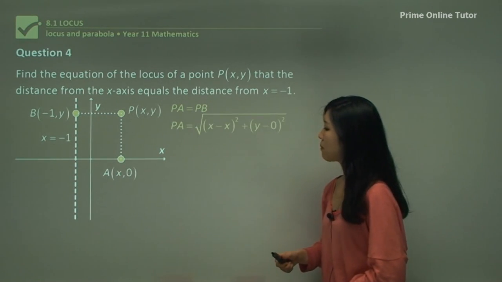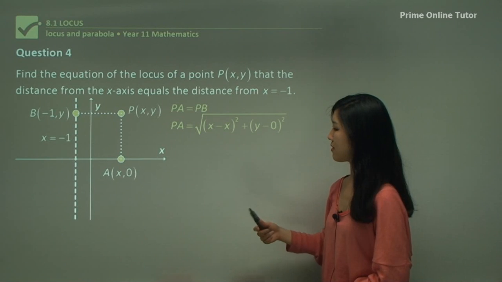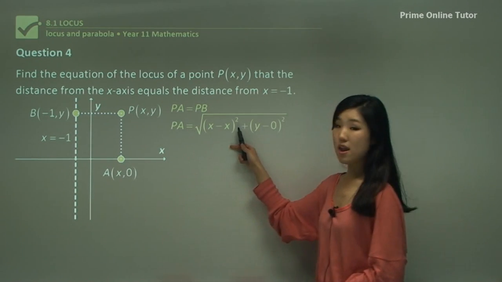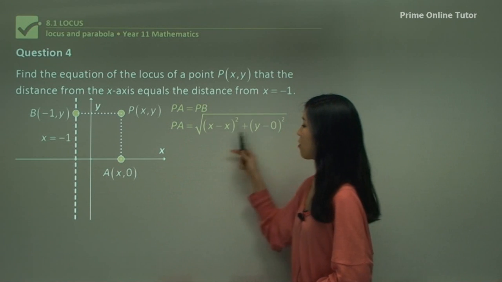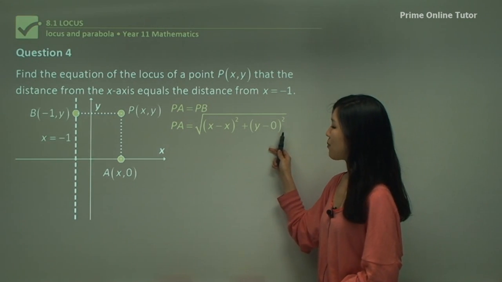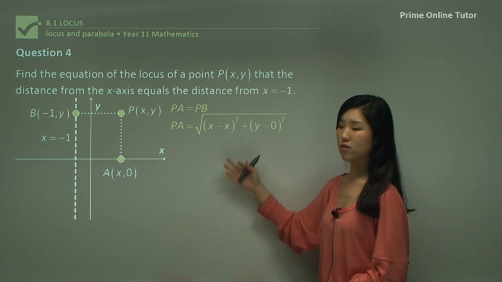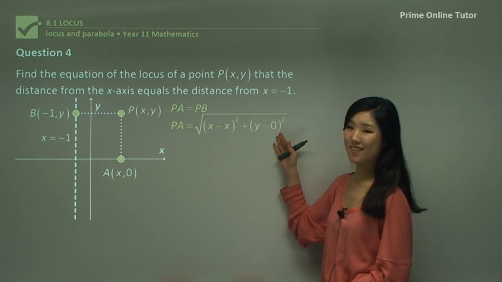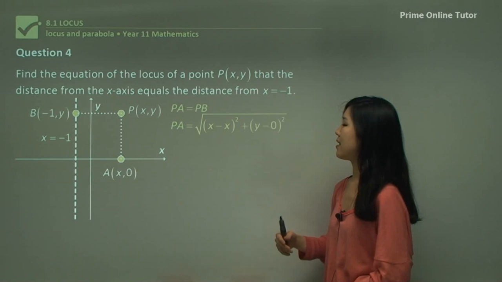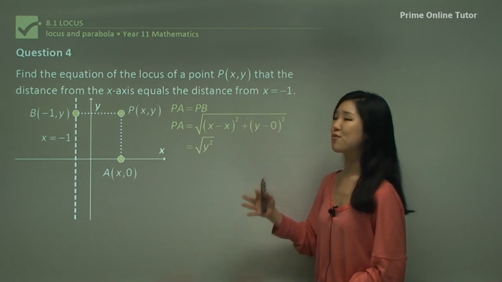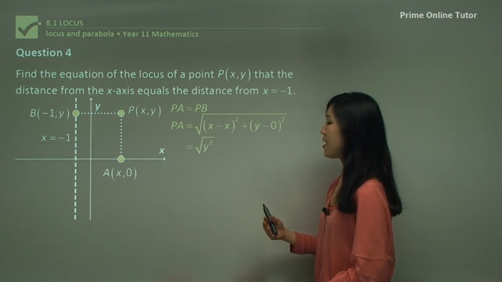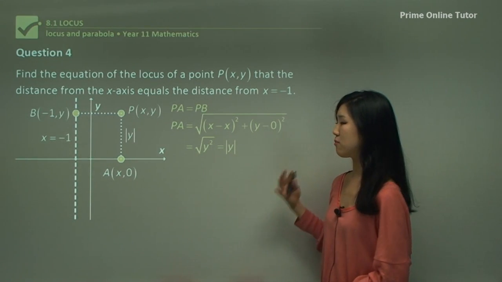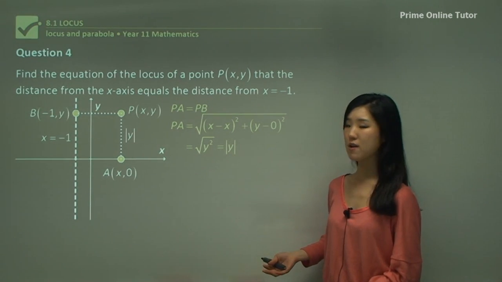So guys, PA, I'm going to use the distance formula this time. So square root of (x minus x) squared plus (y minus 0) squared. Okay? Now I hope you can see that x minus x is 0, so 0 squared is 0. Y minus 0 is y, so we have y squared. So it's square root of y squared. And that's just going to be absolute value of y. Don't just say y, it's absolute value of y, since it refers to distance. It must be positive, right?